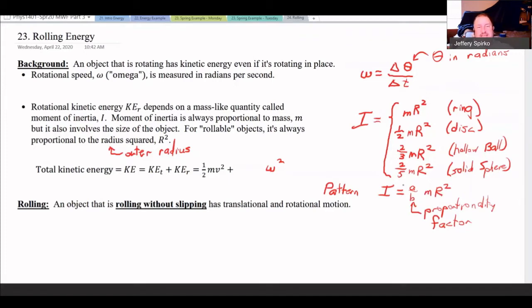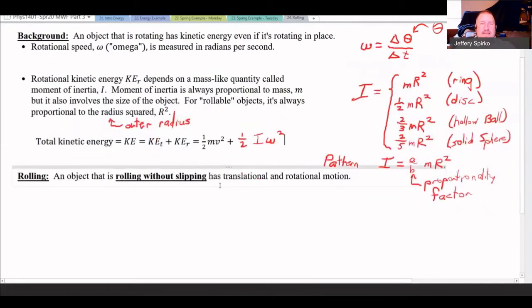So how does all this go together to tell us the kinetic energy? Well, our kinetic energy is just 1/2 times I times omega squared. And note the similarity between this new rotational kinetic energy, 1/2 I omega squared, and the original translational kinetic energy, 1/2 mv squared. So they're very similar formulas.